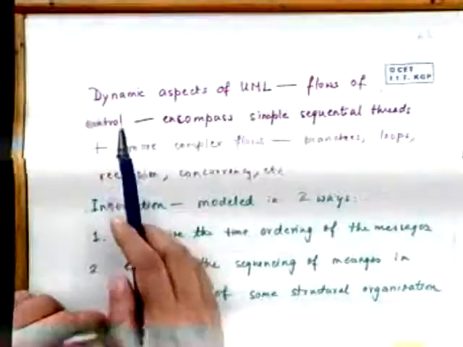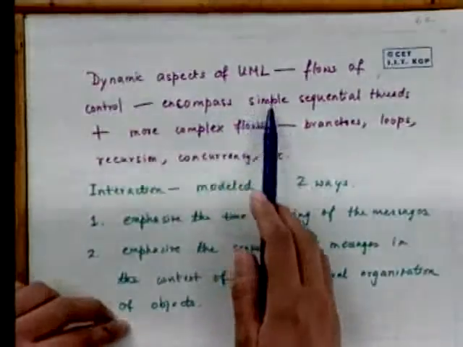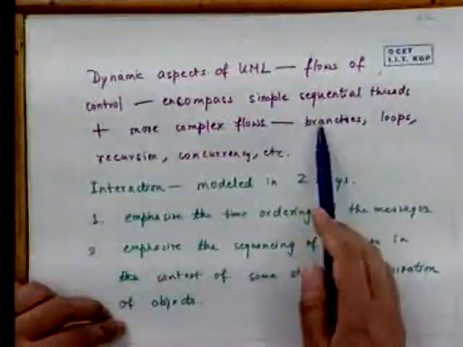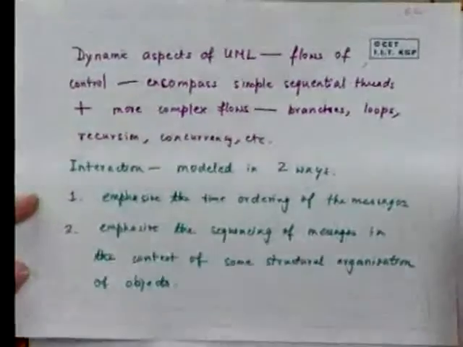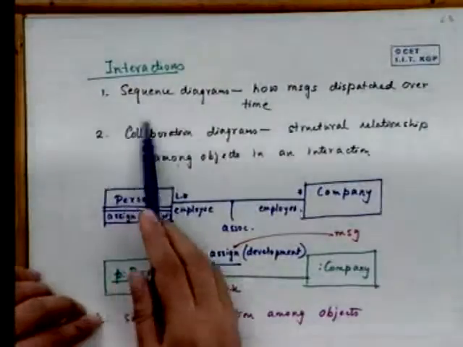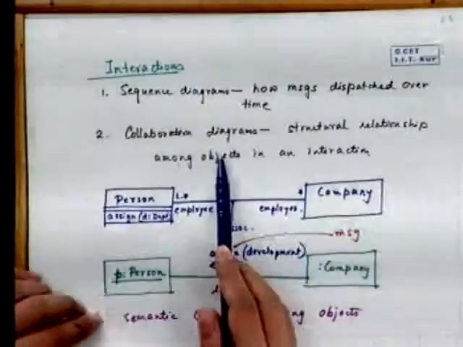So we were looking at the dynamic aspects of UML, how the flow of control encompassing simple sequential threads as well as complex threads are represented. And we said that interaction is modeled in two ways, either by emphasizing the time ordering of messages or emphasizing the structure of messages in the context of the structural organization of the system. The first of these is captured by sequence diagrams, the second by collaboration diagrams.